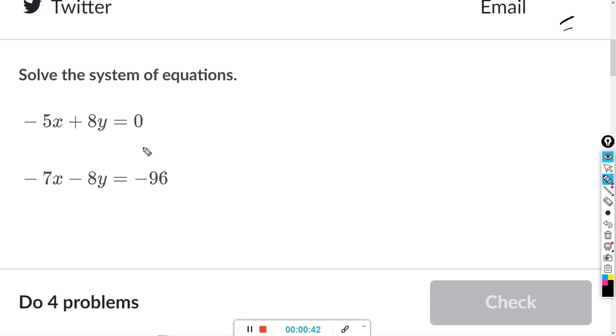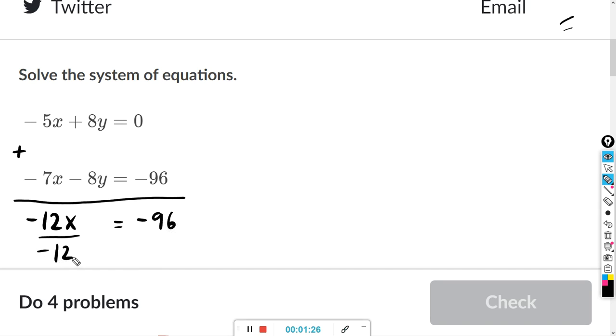So here we have our equations, and if you'll notice, the coefficients for the y, we have positive 8 and negative 8. So if we add these two equations together, 8y minus 8y will cancel. So I'm just going to add these two equations. Negative 5x plus negative 7x is going to give us negative 12x. 8y plus negative 8y cancels, that's just 0. And 0 plus negative 96 equals negative 96.